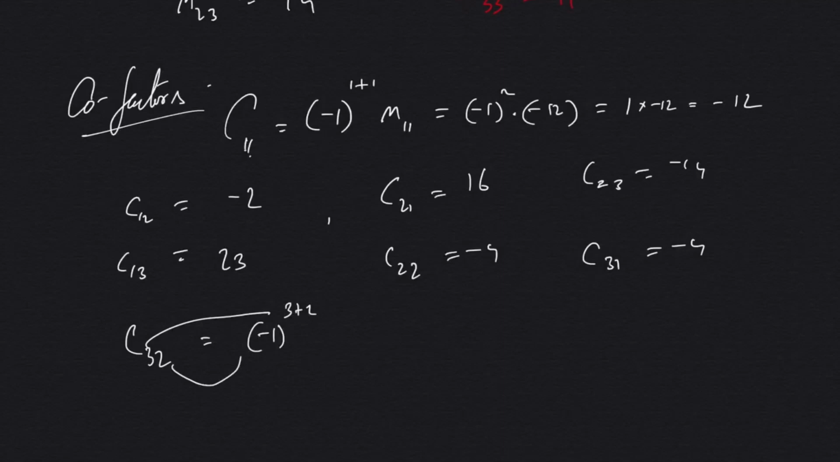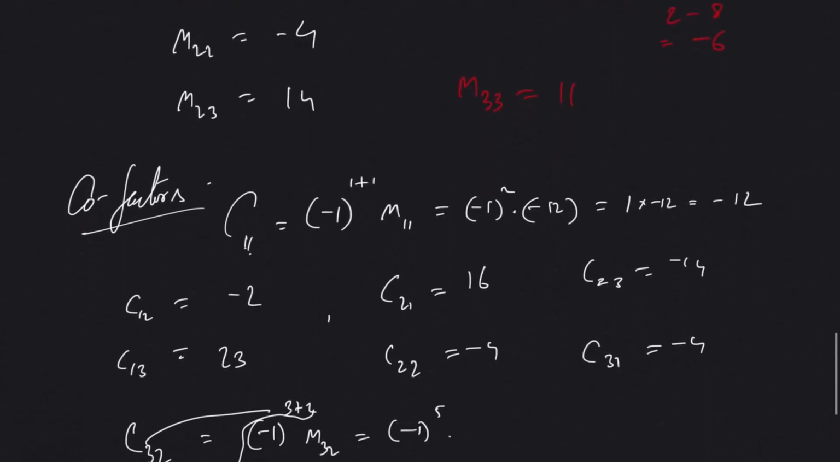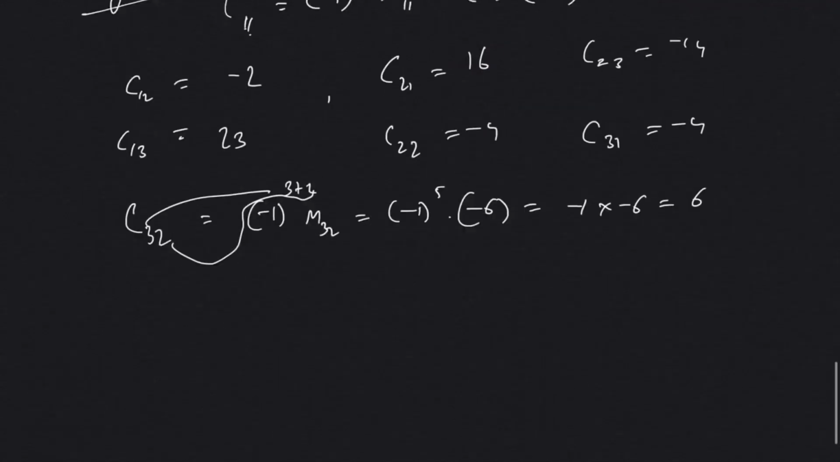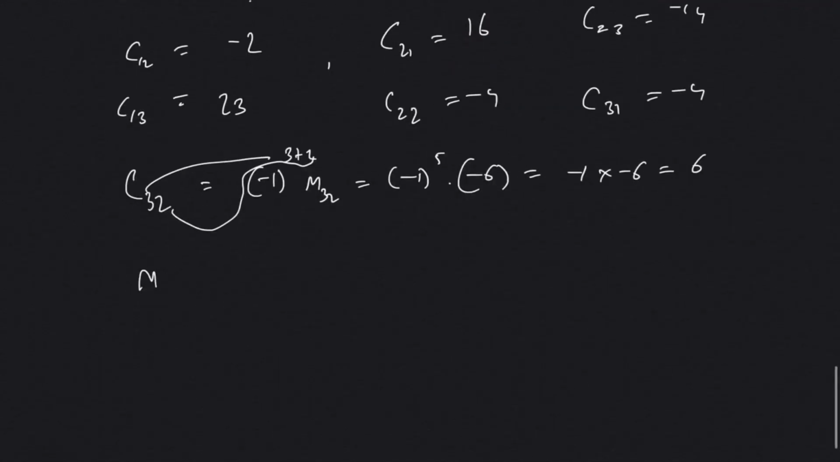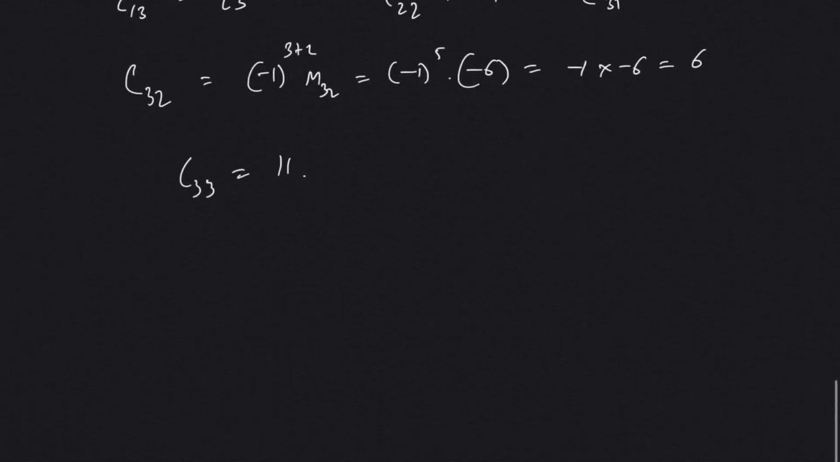C32, let's just check. Minus 1 to the power 3 plus 2, ith row, jth column, M32, so minus 1 whole power 5, M32 is minus 6. Minus 1 power 5, odd number, is minus 1, so minus 1 into minus 6 you will have plus 6. Similarly C33 will be 11. So these are the minors and cofactors.